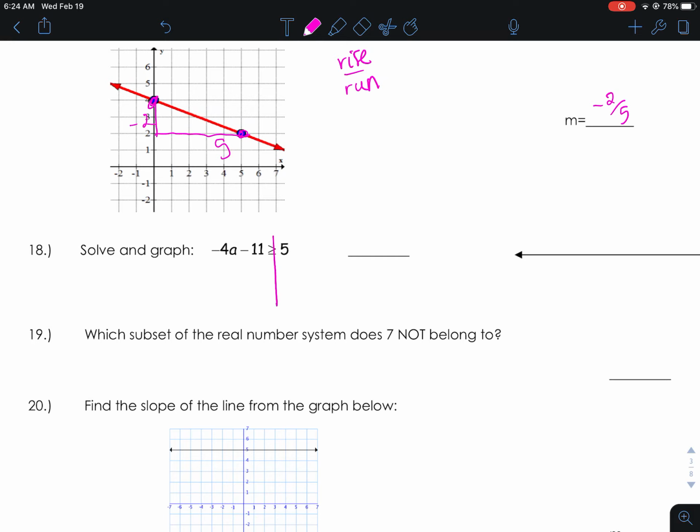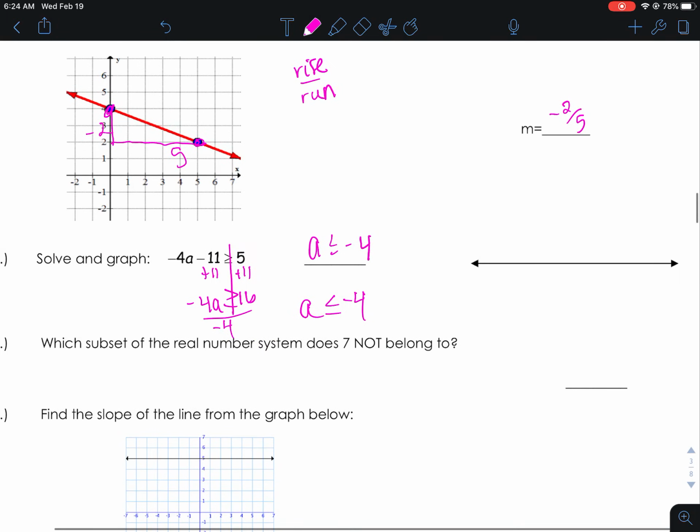All right, number 18, it says solve and graph. These solve just like equations. We'll add 11 to both sides first, and then divide by -4. Remember when you divide by a negative that your inequality sign flips. So it should be a is less than or equal to -4. So that would be -4. You fill it in, and you shade to the left. There we go.